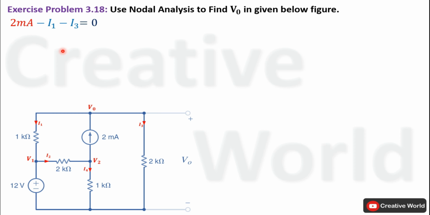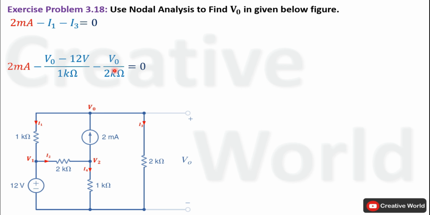In the next step, we have to replace these two currents with their respective equations. Current I1 will be equal to the potential difference of these two node voltages divided by the value of resistance. The direction of current I1 is from this node to node 1, so this node voltage will be considered higher than node voltage V1. That's why we have subtracted V1 from V0. So current I1 will be equal to V0 minus V1, that is V0 minus 12 volt, divided by 1 kilo ohm. Current I3 will be equal to V0 divided by 2 kilo ohm.